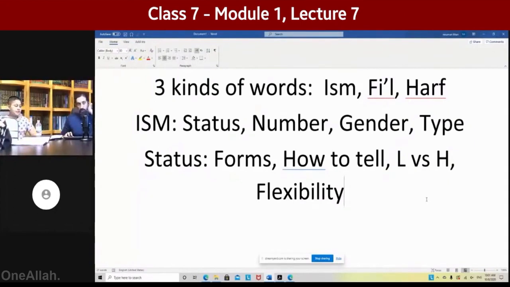Okay, so let's finish our review now. The forms: how do you tell status? We talked about how you can tell by ending sounds, and by ending combinations: the pair combination, the plural combination, the feminine plural combination. And pronouns are weird. The independent ones are rafa, and the attached versions are always nasab or jar, right? So that's how far we got.